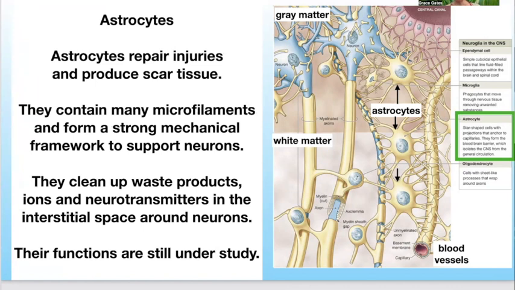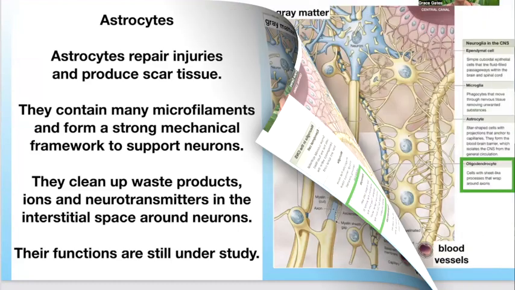Astrocytes repair injuries and produce scar tissue. They contain many microfilaments and form a strong mechanical framework to support neurons. They clean up waste products, ions, and neurotransmitters in the interstitial space around neurons. Their functions are many and still under study.